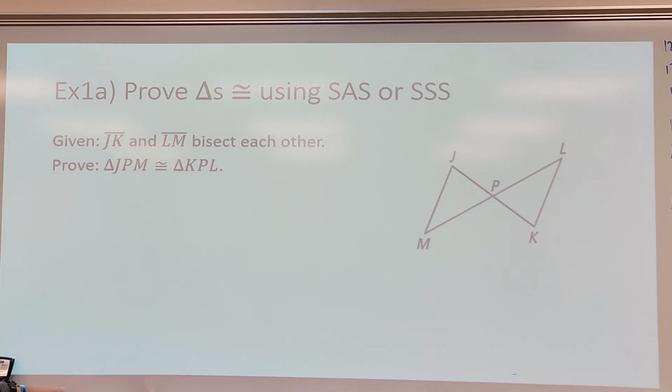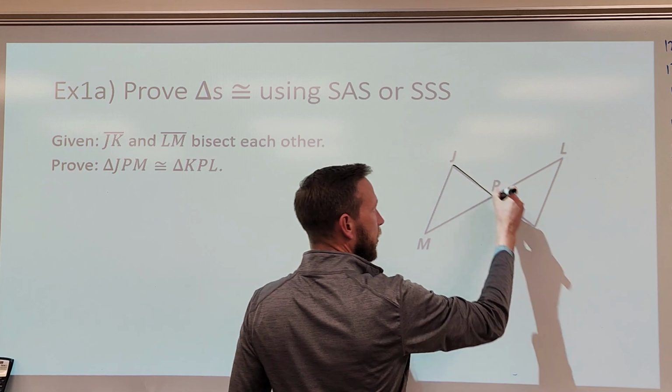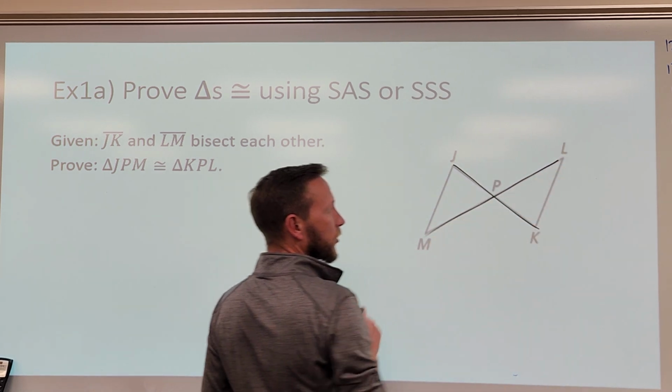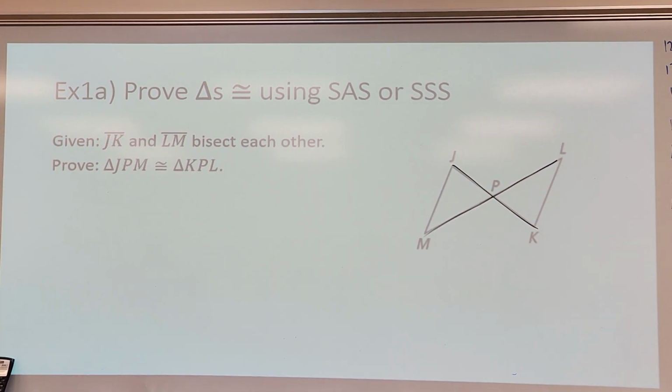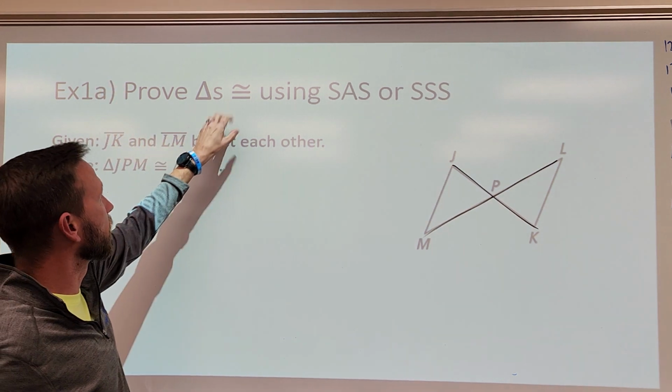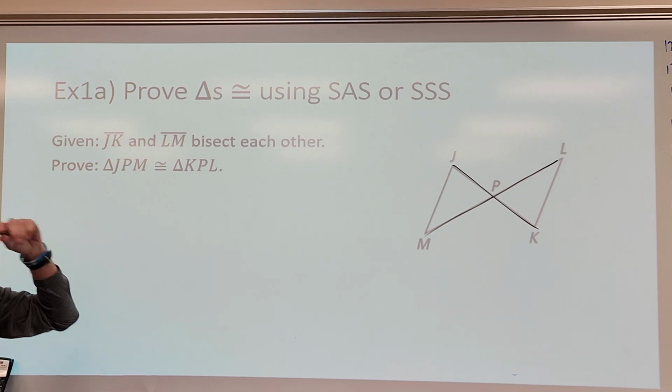We are given that JK and LM bisect each other. JK is this segment right here. LM is that segment right there. And we are told that they bisect each other. So here is the subject, here is the verb, and these are the direct objects. Each other are the direct objects.